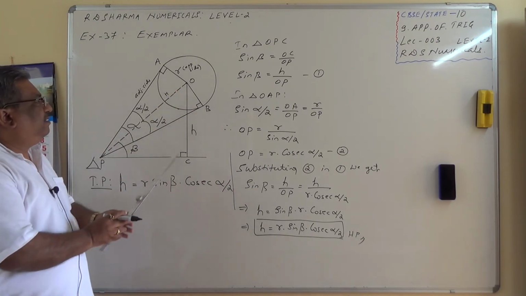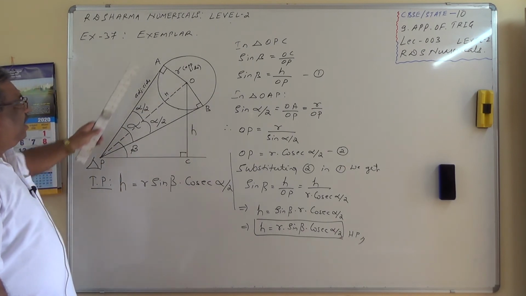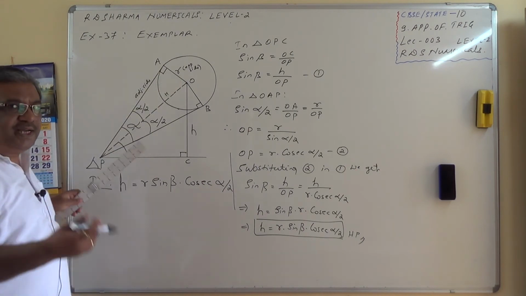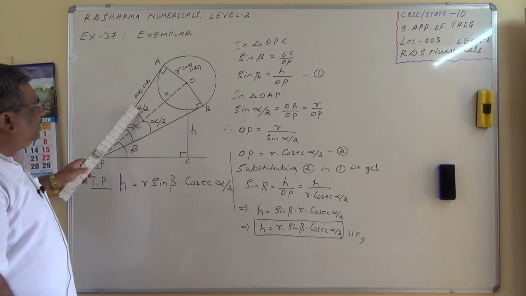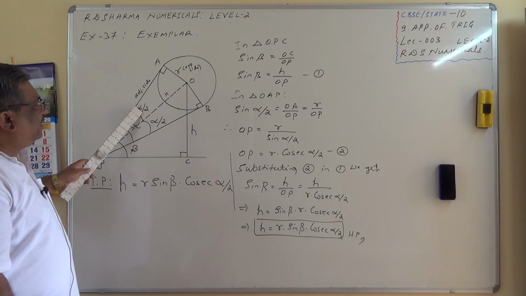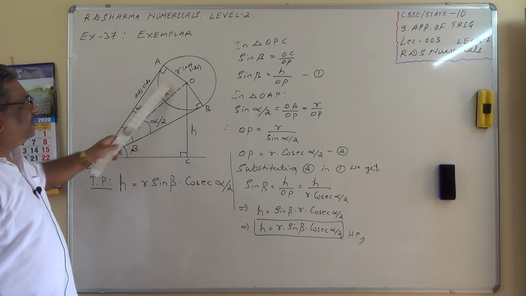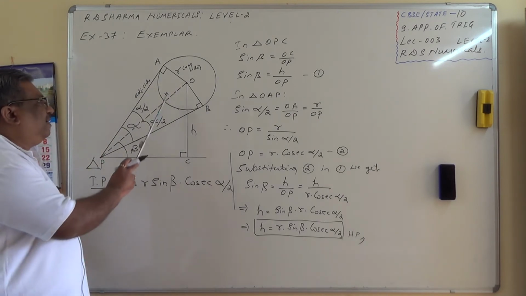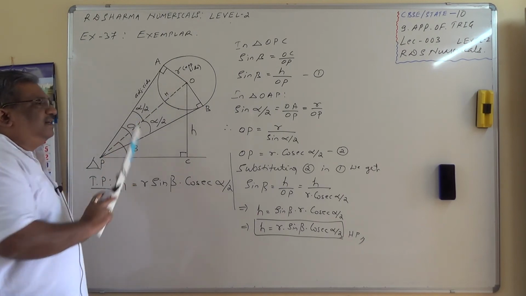In right triangle OAP, opposite to the right angle is the hypotenuse, which I am interested to find out. Alpha by 2 is the reference angle. Opposite to the alpha by 2 reference angle is the opposite side. So if this is the opposite side, and this is the hypotenuse, this will be the adjacent side. Very simple. If I locate the hypotenuse and the opposite side, definitely the adjacent side is the third side.